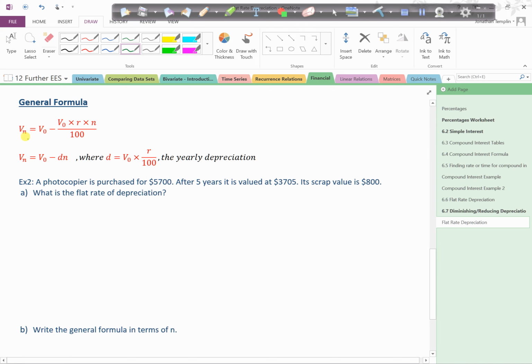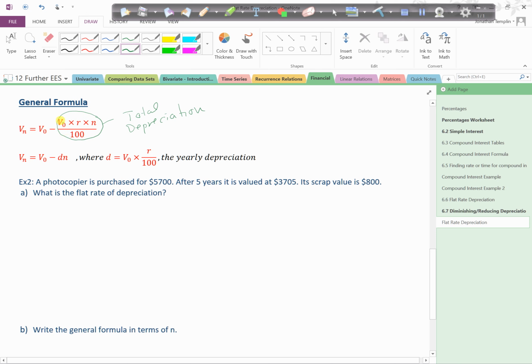So here I've written Vn, the book value, is the initial value V0 minus V0 times R times N over 100. Now this here is the total depreciation. Over the entire life of the object, whatever it is, that's the total that's going to be lost. Let's think about what this means. V0, the initial amount, times the rate. Remember, the initial amount times the rate, that's how much it's losing per year, times N, where N is the number of years, so that makes it the total depreciation.